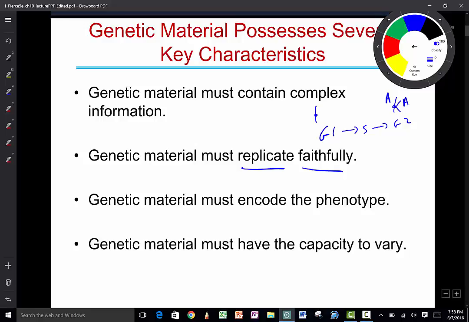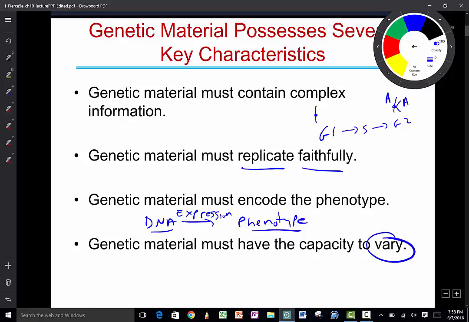And then we need the DNA to code for the phenotype. So there has to be some way to get this information out of the DNA and express it into the phenotype.